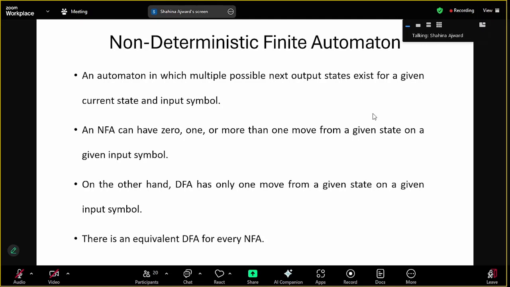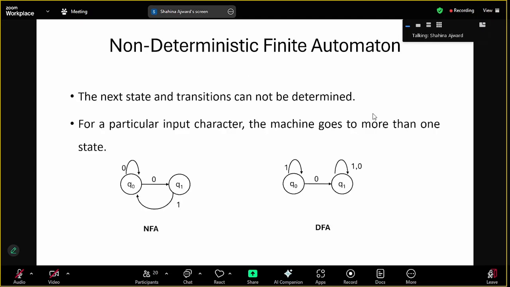But when it comes to non-deterministic finite automata, it could go to multiple states, right? It could have a state or it may not have a state. So it's very flexible in a non-deterministic finite automaton. Okay, let me explain with a diagram. When you see this diagram, you can see here NFA.